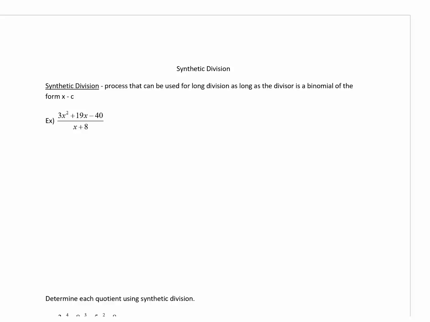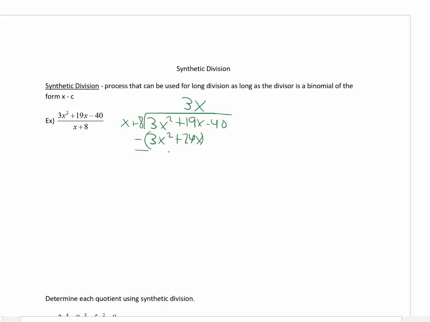So let me set this up now. And let's do this by long multiplication quickly. What do I multiply this leading term by to get this leading term here? Well, that's 3x. So 3x times x is 3x squared. 3x times 8 is a positive 24x. Subtract, that's negative 5x.